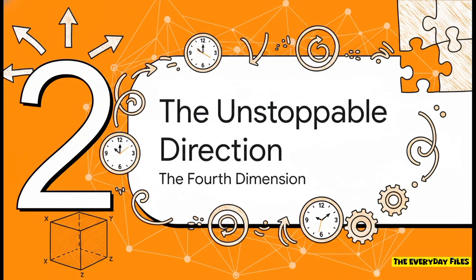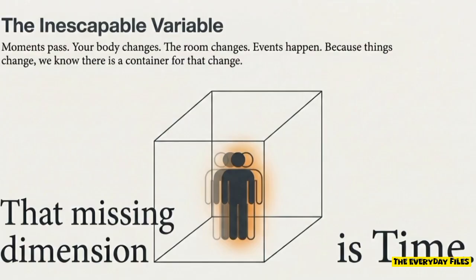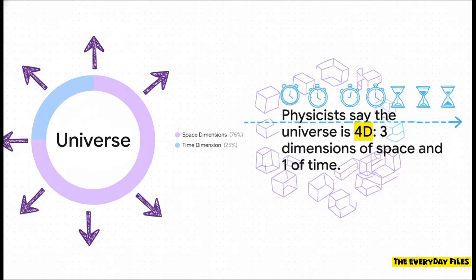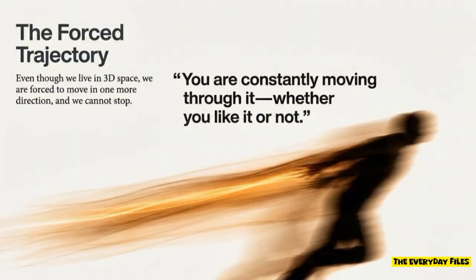But let's circle all the way back to that first question. What was missing in that room? Well, we're about to find out. It's time to reveal the answer. That missing dimension, that other direction you are always moving in, is time. It's the one dimension we're all traveling through every single second, whether we want to or not. And this is exactly why physicists don't talk about a 3D universe. They talk about a 4D universe. Our reality is made up of three dimensions of space, the ones we can move around in, and that one single dimension of time, which we are all forced to travel through together.